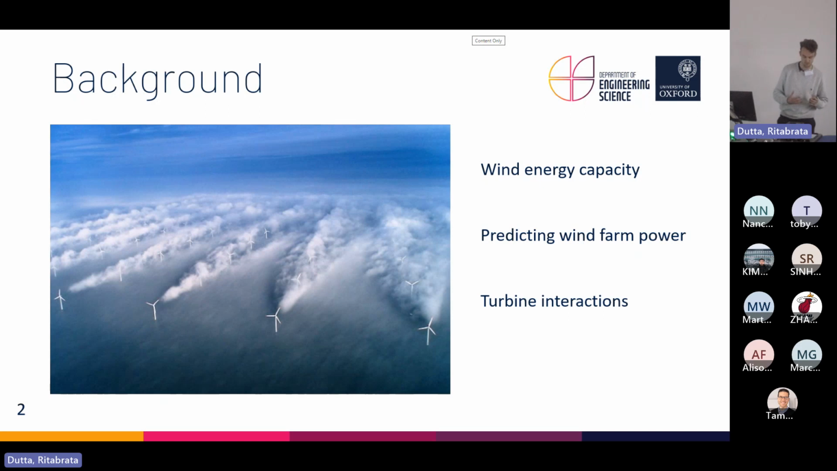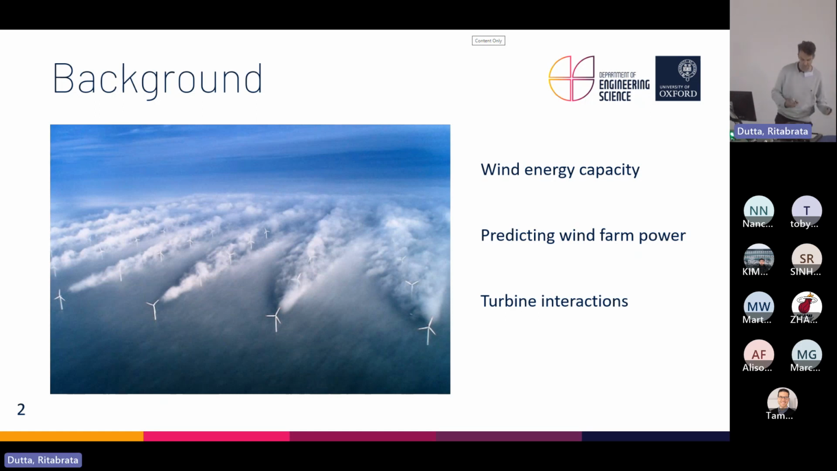In order to achieve these targets, we're going to have to design and build very large wind farms in the future. A key aspect of this design process is being able to predict the power produced by our wind farms for different designs of wind farms. And for this, it's important to be able to predict how turbines interact with each other within a wind farm, as shown by this picture.